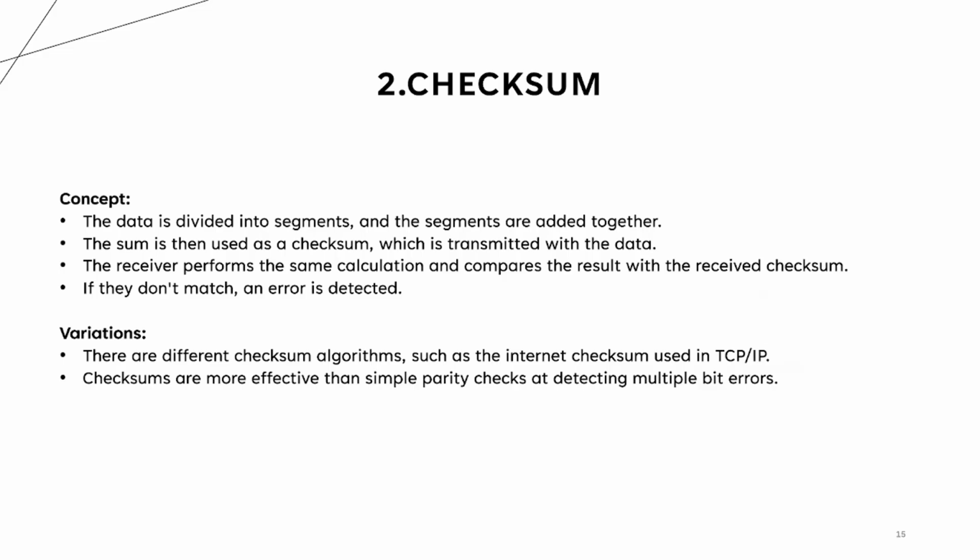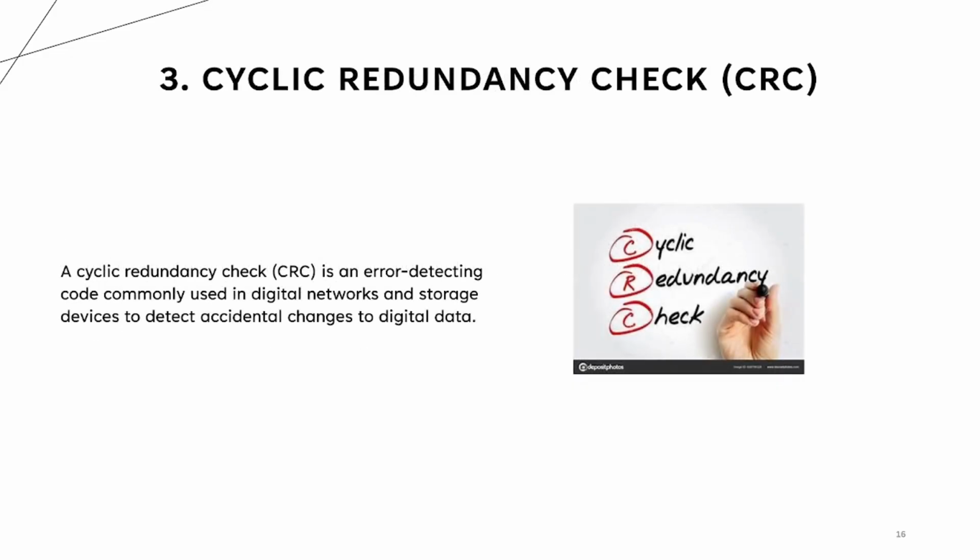Then finally we talk about the cyclic redundancy check. This concept is a powerful error detection technique. The generator is used to calculate the remainder, which is appended to the data. The receiver performs the same division on the received data. If the remainder is 0, the data is considered error free.